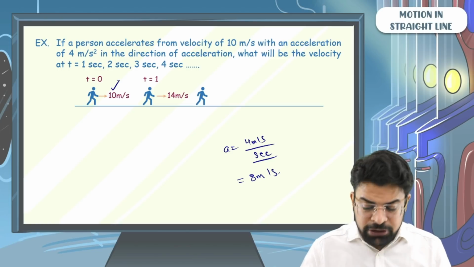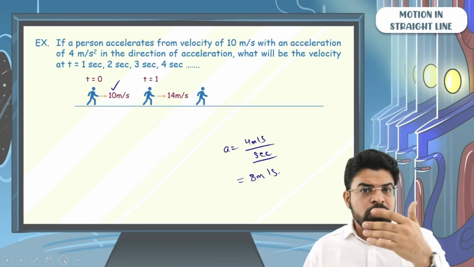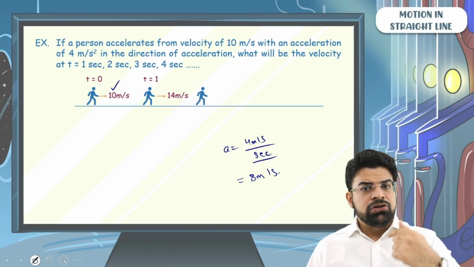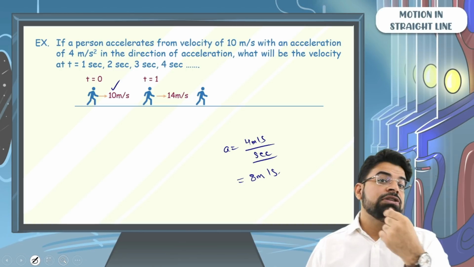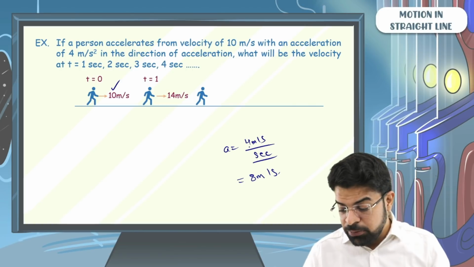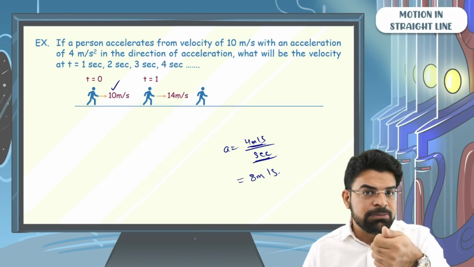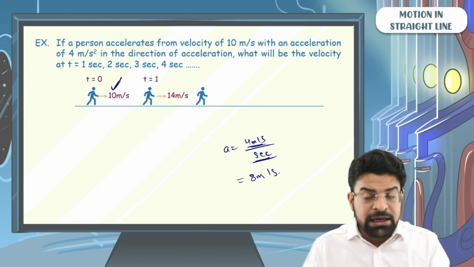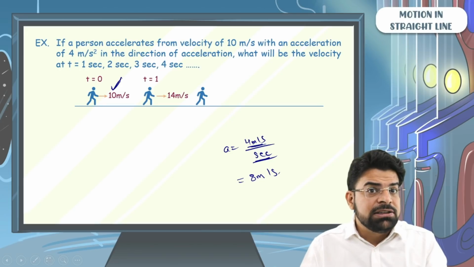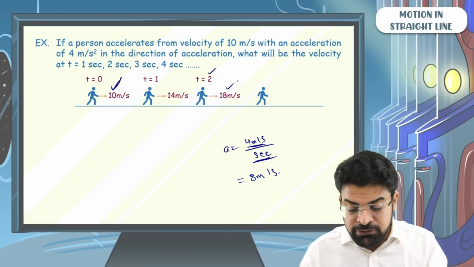Initially the velocity was 10. The acceleration is in the direction of the initial velocity. In 1 second, the velocity increases by 4. In 2 seconds, the velocity will increase by 8. Already it was 10, it will increase by 8 and hence it will become 18 meters per second. So at time equals 2, the velocity will be 18.